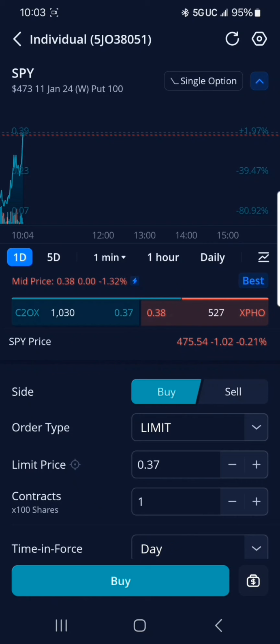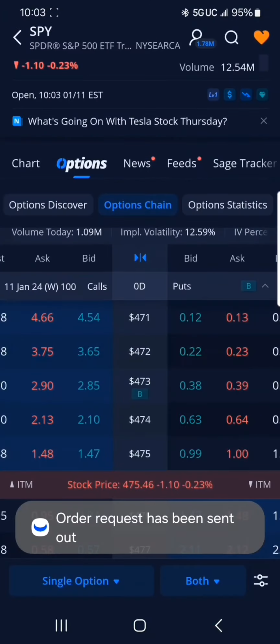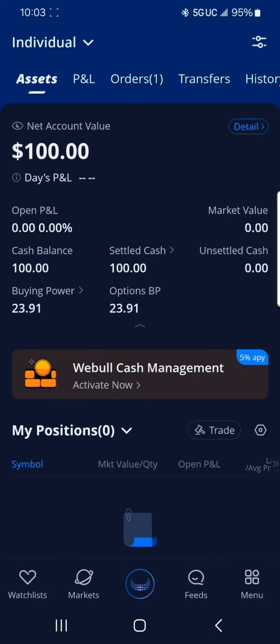I'm watching the SPY price in the middle of the screen, 475.50-ish. I'm going to see if it stays below 475.50. If it does, then I'll grab 2 of these. It's staying below 50, so let me grab 2 of these. Simple as that. See if I get filled.